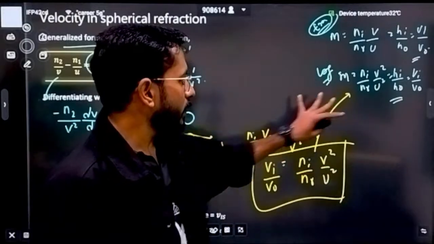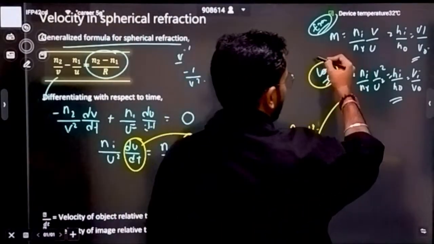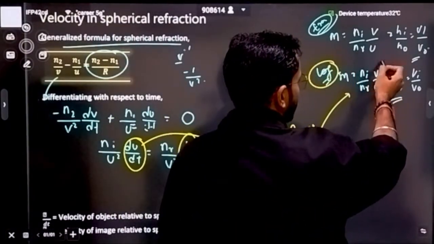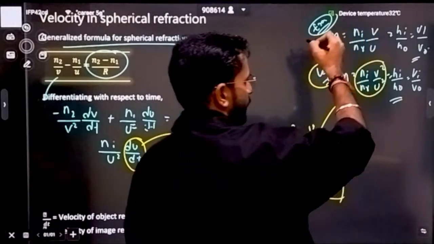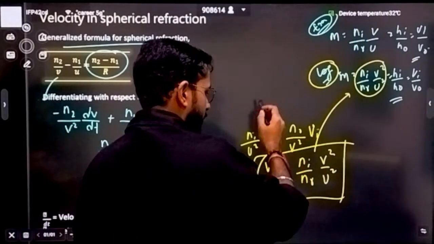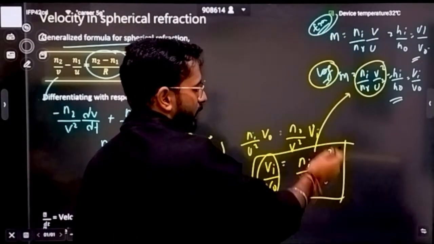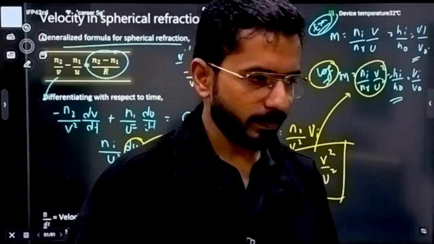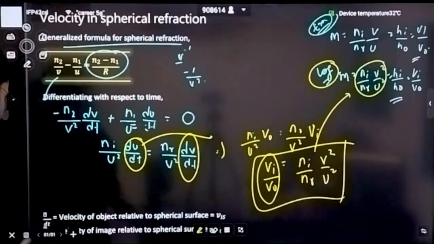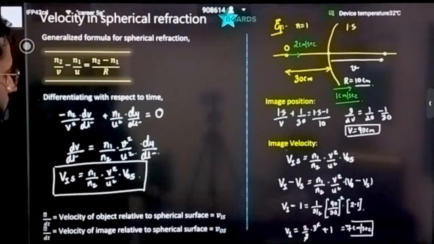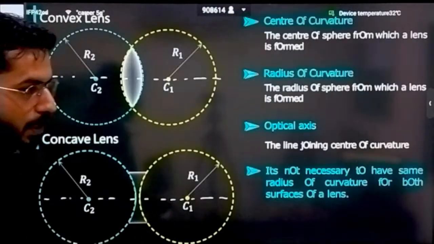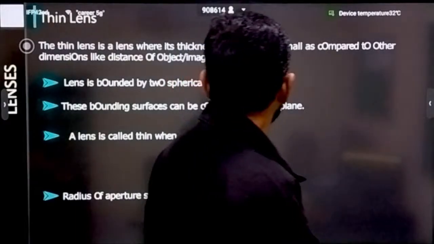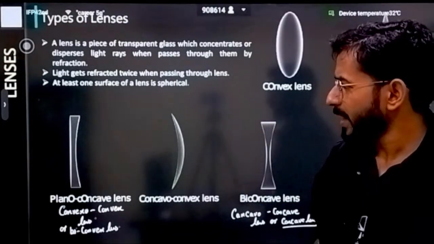That means for longitudinal magnification, if the formula for height of image divided by height of object is equal to ni by nr v square by u square, the same formula will be coming for velocity of image divided by velocity of object: ni by nr is equal to v square by u square. So in both the cases you can use. Now it's up to you. Clear? I've told you for both the ways. Correct. So this much we have to understand about spherical surfaces.